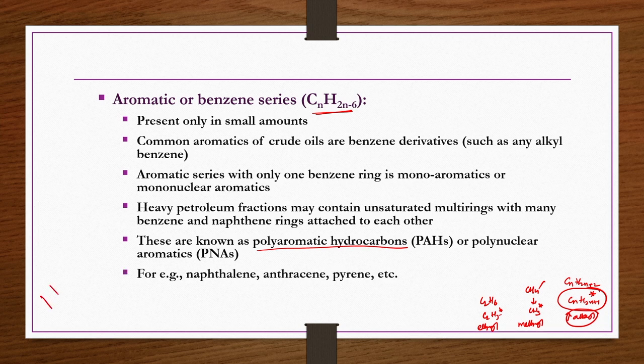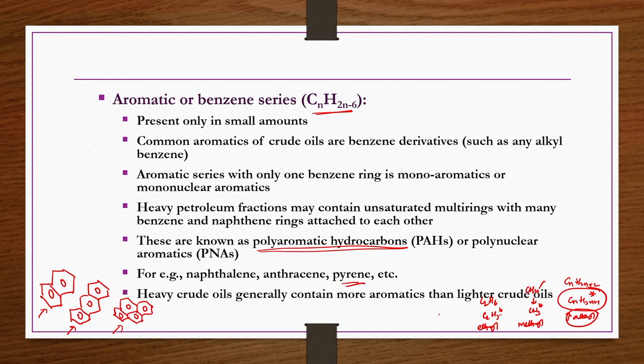Some examples: naphthalene. Naphthalene is nothing but two benzene rings joined like this. Whatever the structure is, that is naphthalene. Anthracene is nothing but three benzene rings like this. If you have four benzene rings, then pyrene, like this. The circle inside the benzene rings indicates that the double bonds are alternatively present. Okay? This is naphthalene, this is anthracene, this is pyrene. Right? These are all known as polyaromatic hydrocarbons, PAH. Heavy crude oils generally contain more aromatics than lighter crude oils.